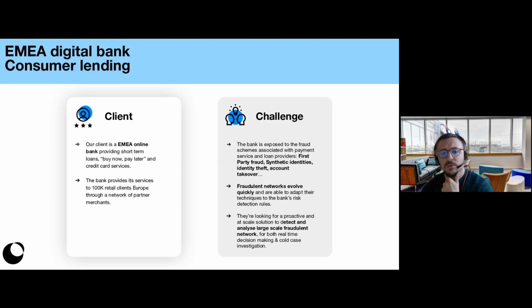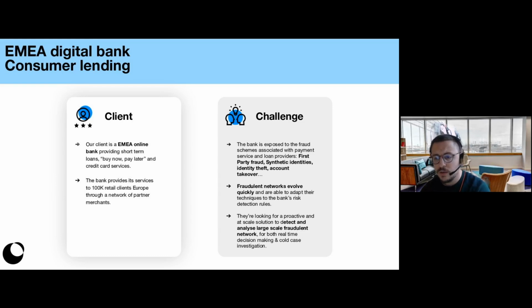Let's look into a customer story. This time we have an EMEA digital bank that specializes in consumer lending, namely short-term loans, such as buy now pay later services and credit card services. The bank provides its service to 100K retail clients in Europe through a network of partner merchants.